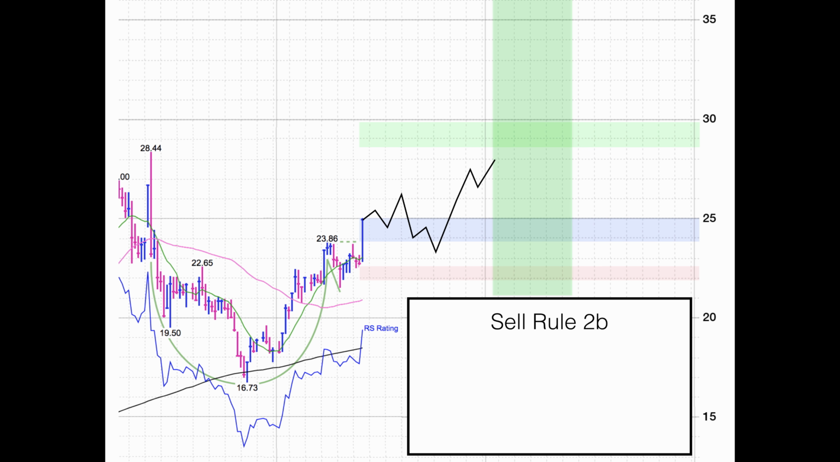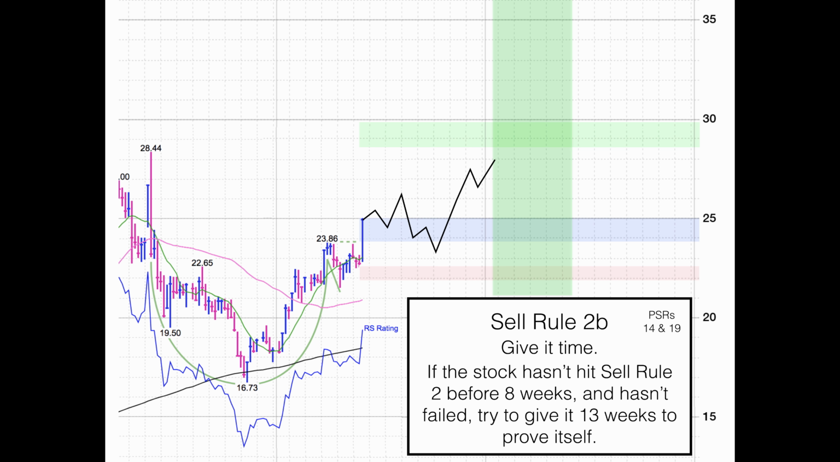Sell rule 2B. Okay? This is from Petaluma Sell Rules 14 and 19. Give it time. If the stock hasn't hit Sell Rule 2 before 8 weeks and hasn't failed, try to give it 13 weeks to prove itself. Okay, a lot of these stocks aren't going to hit 25% in 8 weeks. They're still good stocks. You still want to be in them. They still have the potential to go higher.